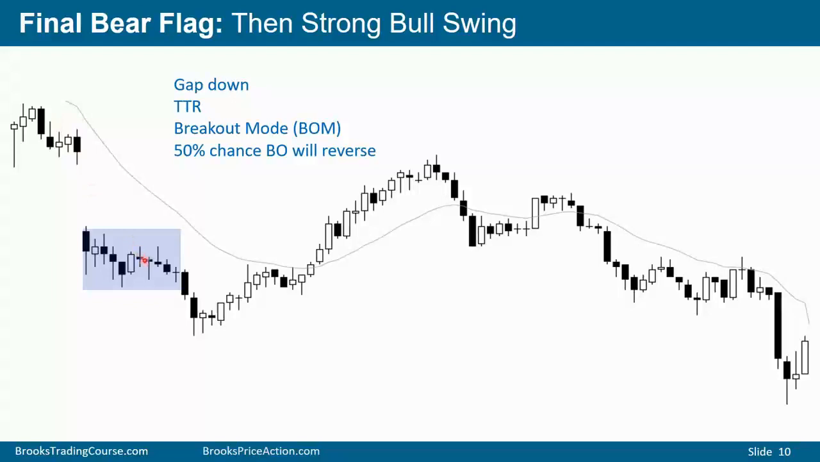It's in a bear trend, therefore it's breakout mode. When the market's in breakout mode, 50% chance you'll get a successful bear breakout, 50% chance you'll get a successful bull breakout, 50% chance the breakout will reverse. And that's what happened here. We have a bear breakout, it only lasted 2 bars, and it reversed up. If you want, you can call it a triangle, 3 pushes down, 1, 2, 3. I simply call it a tight trading range.